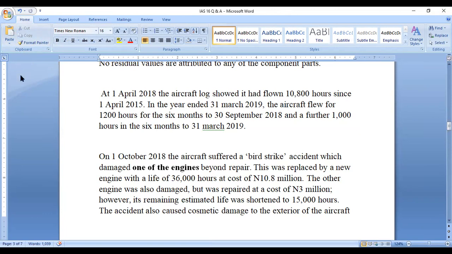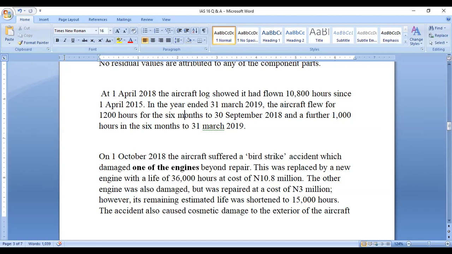So now we know that one was repaired. Now from 1st October to March, 6 months. The flying hour. Yes. All right, so it was replaced by a new engine with a life of 36,000 hours at a cost of 10.8 million.